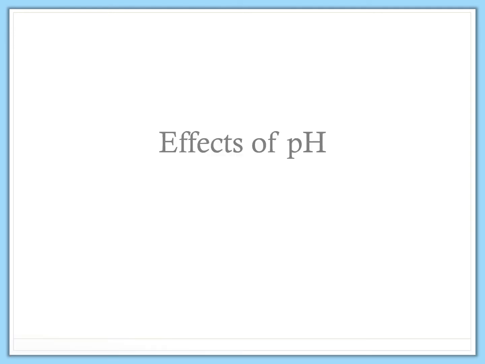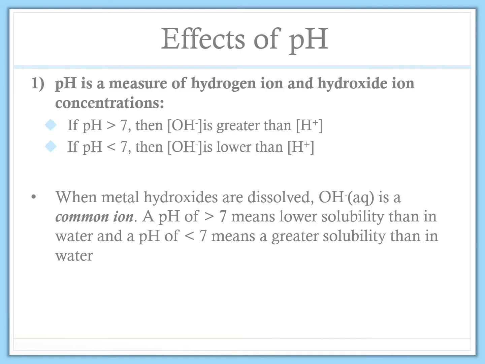The other thing that can affect the solubility of stuff is pH. If you recall, pH is just a measure of the concentration of hydroxide and H plus ions. So if something has a pH that is greater than 7, that means it has a higher concentration of hydroxide and a lower concentration of H plus. If you have something with a pH of less than 7, it means you have less hydroxide but more hydrogen ions, and vice versa as well.